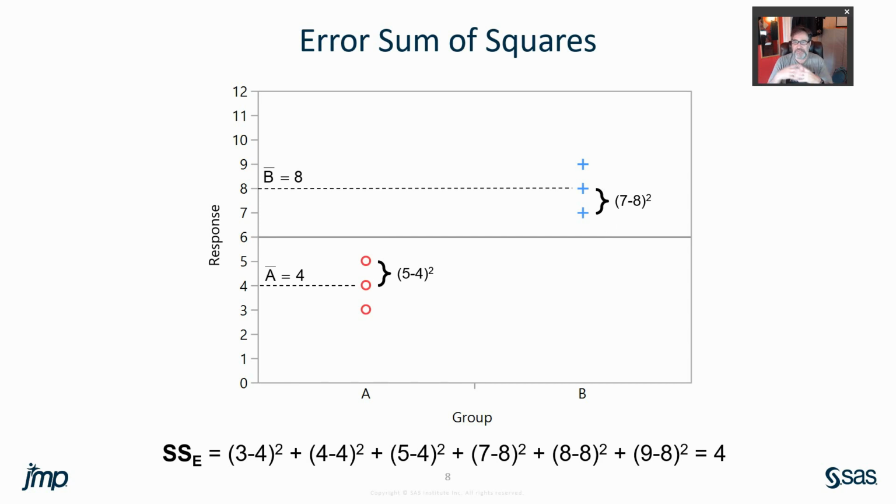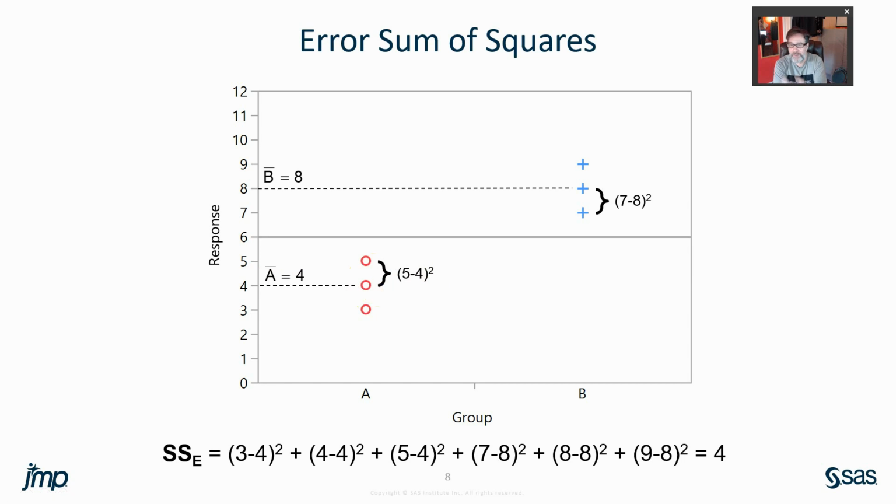Errors are called residuals. Given that our model, see that this represents our model, the group mean of A is 4 and the group mean of B is 8. That's our model. That's what we're saying. Now, everything which deviates from that mean is an error, and you expect errors. So for example, 5 minus 4 equals 1, and 1 to the power of 2 is 1. And this one, 4 minus 4, it's 0.